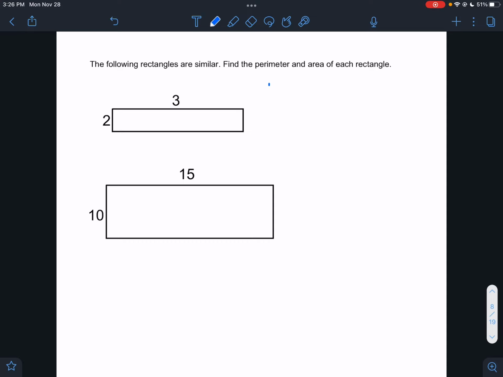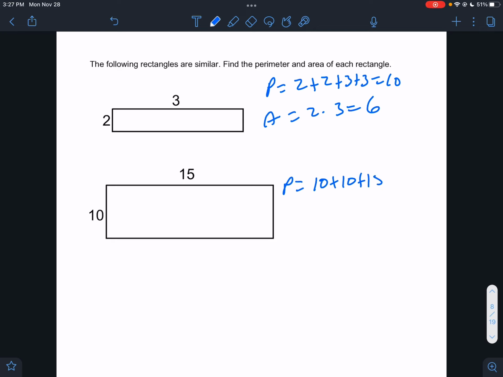So let's do that. First rectangle, the perimeter would be 2 plus 2 plus 3 plus 3, that's 10. The area would be 2 times 3, that's 6. Down here, the perimeter would be 10 plus 10 plus 15 plus 15, and that is 50. The area would be 10 times 15, and that's 150.